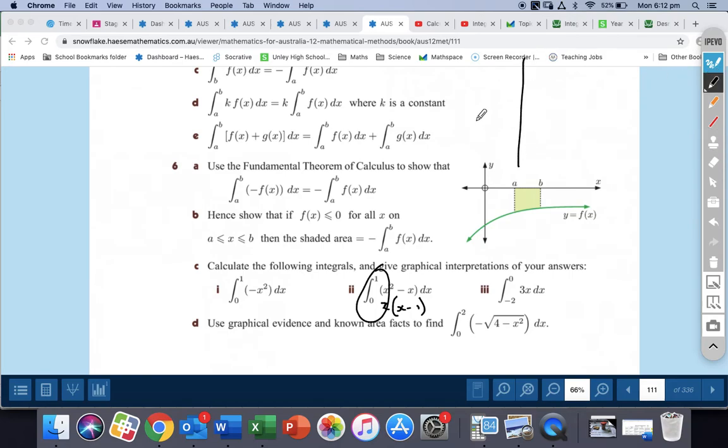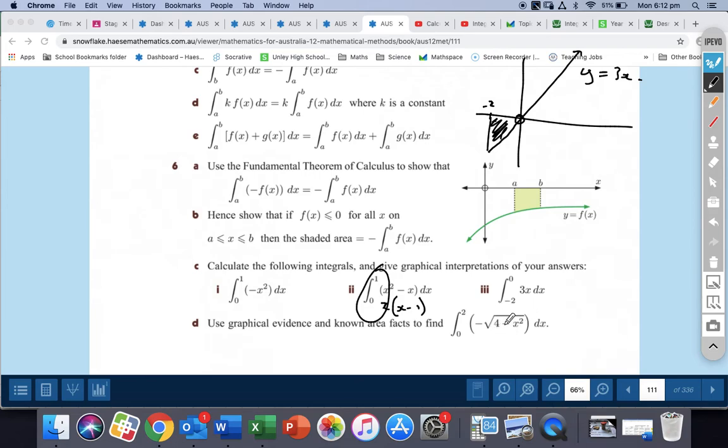If you're looking at a straight line graph, where are you going from? From -2 to 0. That means you're looking at this area here, and so the integral value will be negative. The question says calculate the following integrals, so you should just leave it as a negative answer. Give a graphical interpretation, so you could draw a quick sketch like that.